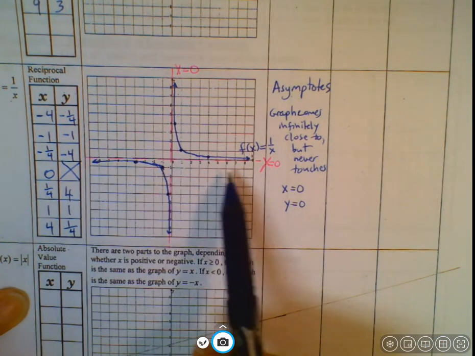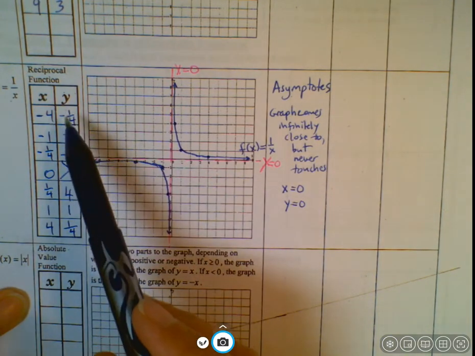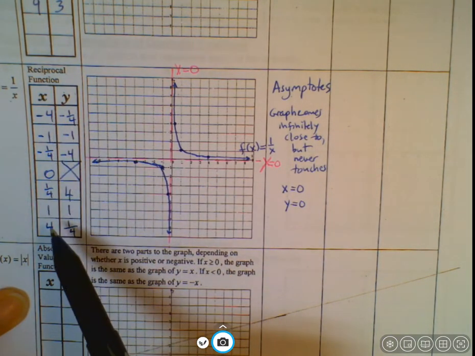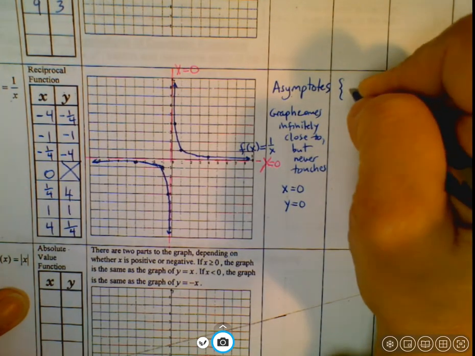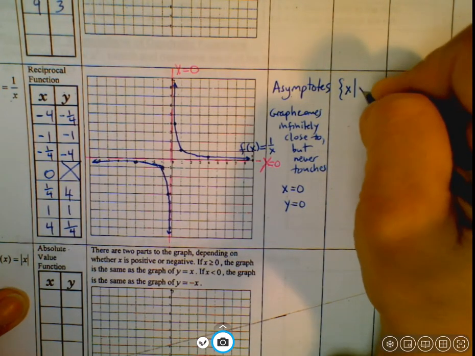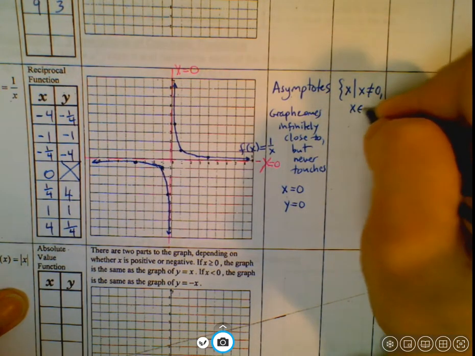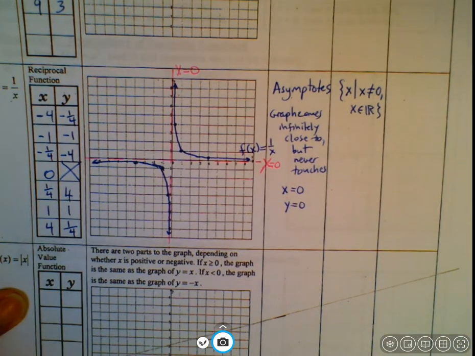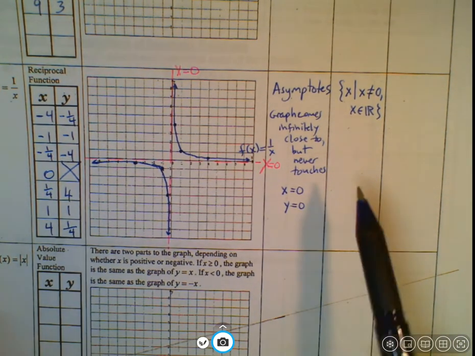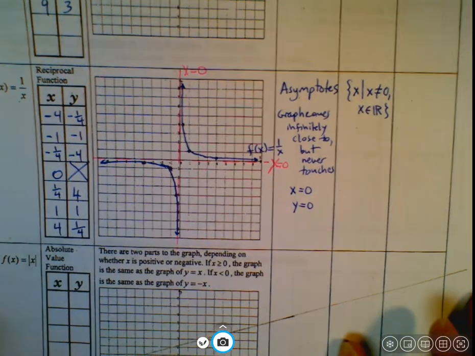What x values are allowed to be on this graph? If you look at my table of values, what could I have put in for x? Well, anything except for 0. So we write the domain is the set of all x such that x is not equal to 0, and x is an element of the real numbers. And where have we seen x is not equal to before? Right, in restrictions. So it makes sense that this fraction has a restriction, from the previous unit.